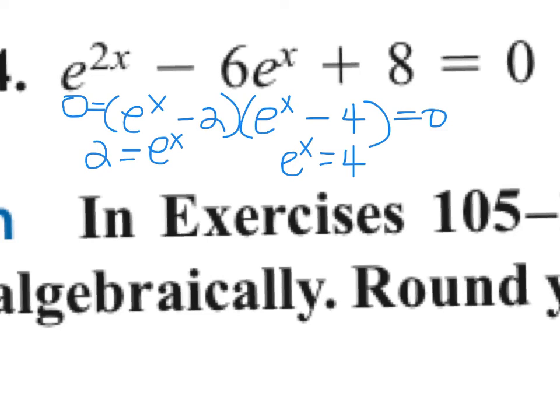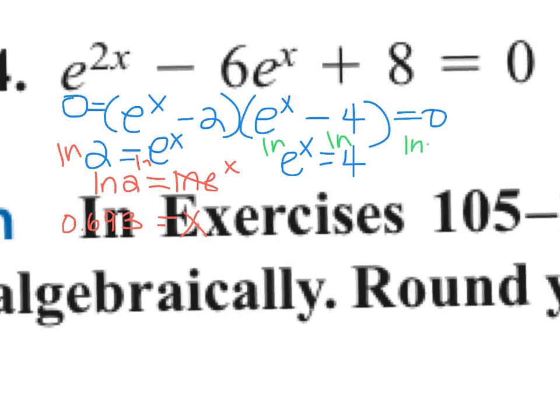When I have one e, I'm going to ln both sides. So I get ln of 2 equals ln of e to the x. This is just x equals ln of 2. Without a calculator, it would stay as ln of 2. With a calculator, it's 0.693.